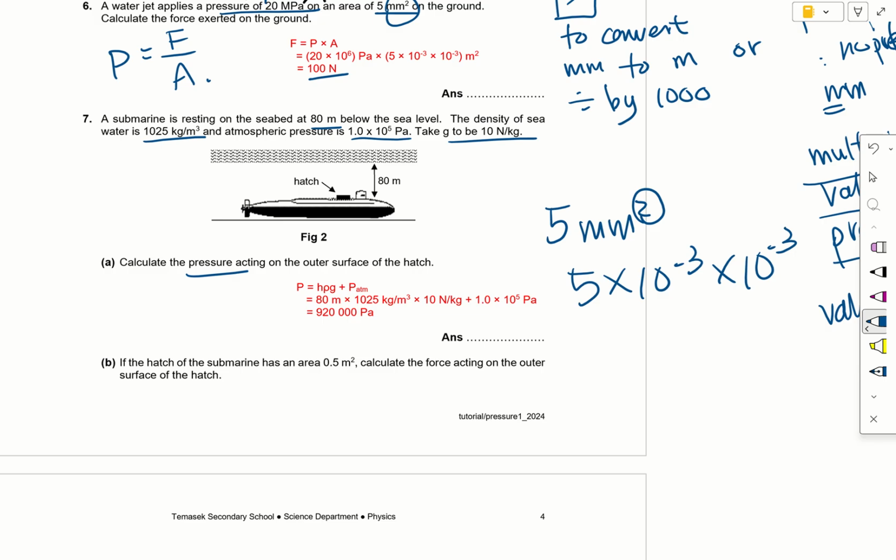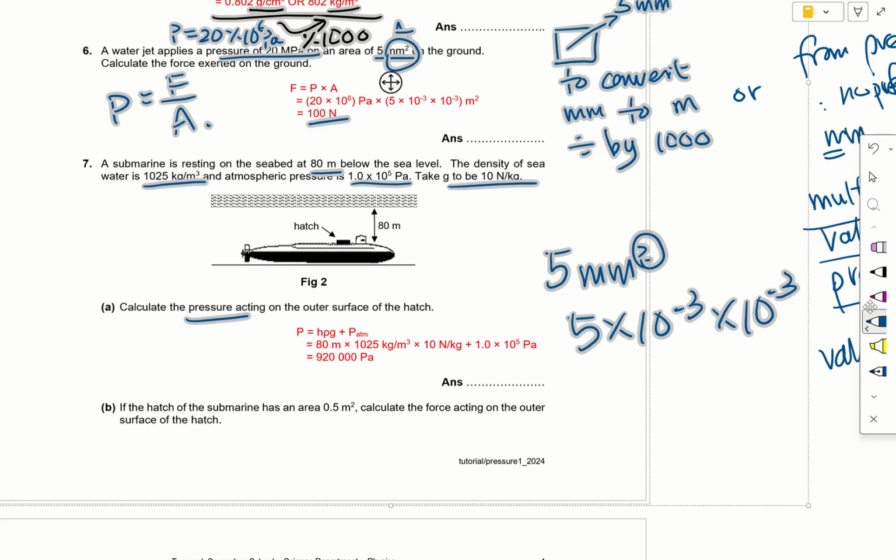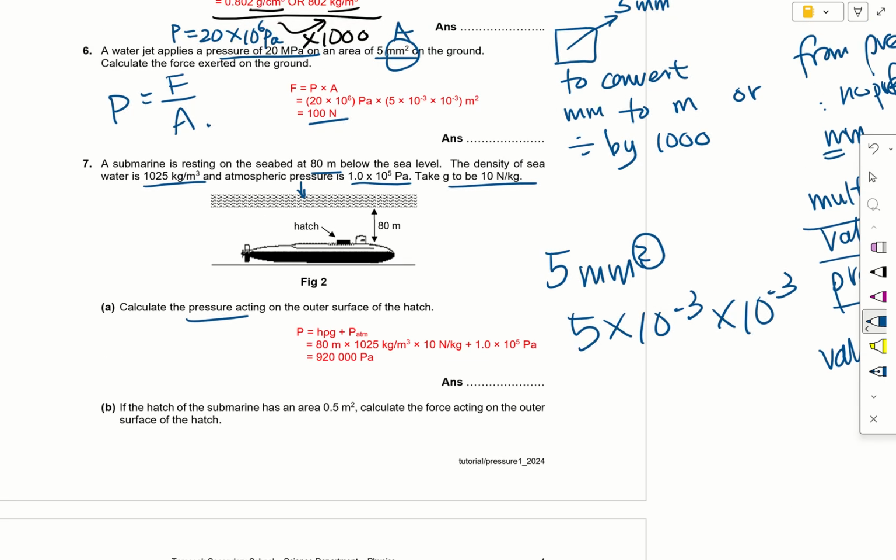So now we are moving into liquid pressure, and in my notes I did say that if you have any surfaces where gas, air, or atmospheric pressure is acting upon it, you need to draw a downward arrow. Okay, and then label it as PATM. So the hatch is over here. I also have liquid pressure exerting on the hatch. So basically it is PATM plus the liquid pressure of 80 meters above it.